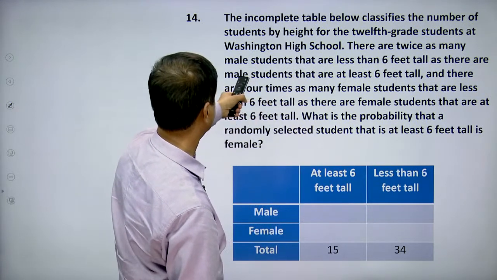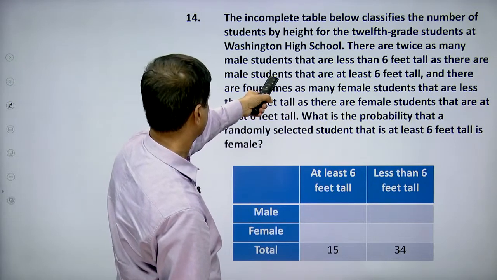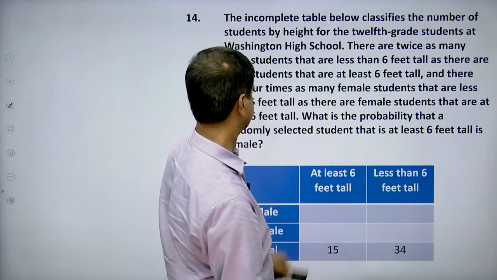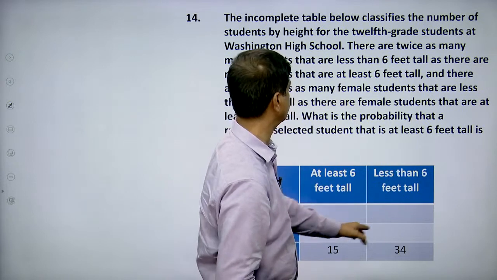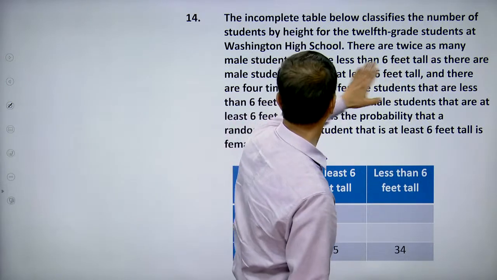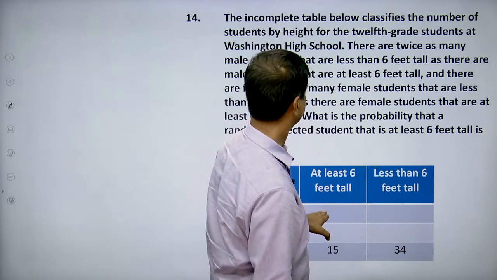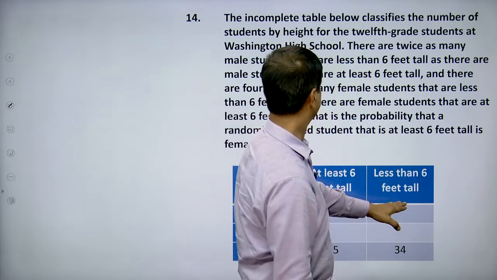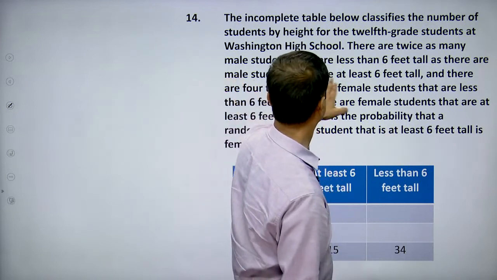There are twice as many male students that are less than 6 feet as there are males that are at least 6 feet. Okay, okay. So the comparison is only between male and only between female. So there are twice as many male students that are less than 6 feet tall as there are male students that are at least 6 feet.